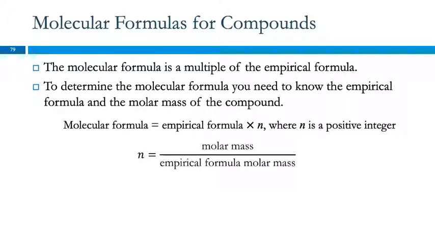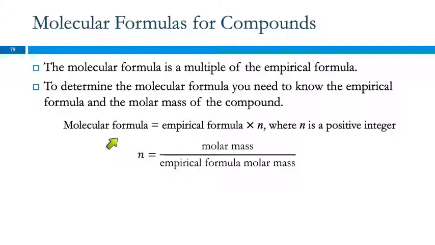Okay, so the molecular formula is a multiple of the empirical formula. To find the molecular formula, we need another piece of information, and that is the molar mass of the compound. So they have to give you that, because we're not going to do mass spectrometry or anything else where we're finding the molar mass of a compound. So it's going to be given to you in the problem.